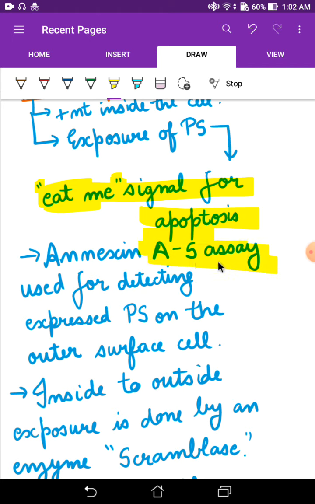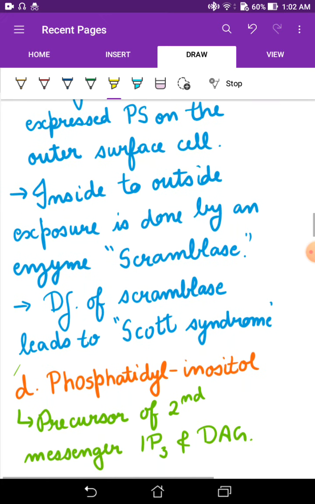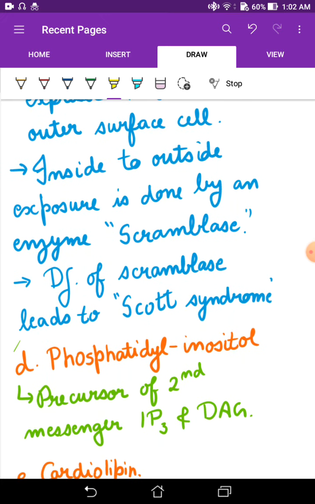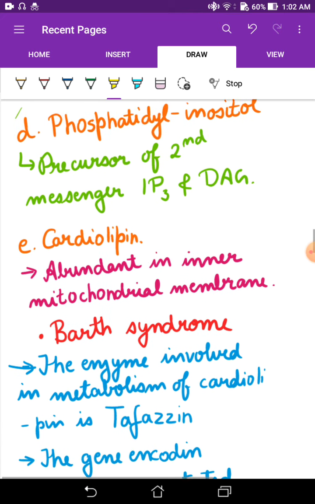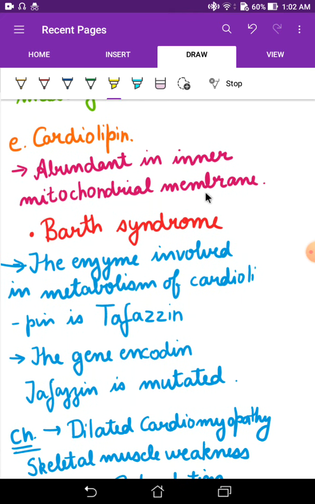Now, as I said, it would be expressed outside. Normally it is present inside, but when the cell has to go for apoptosis, it is expressed outside. This is done by the enzyme scramblase. The deficiency of scramblase leads to a disorder known as Scott syndrome. Now the fourth lipid we have is phosphatidylinositol. It is a precursor of the second messengers IP3 and DAG. The fifth lipid we have is cardiolipin. It is abundant in the inner mitochondrial membrane.